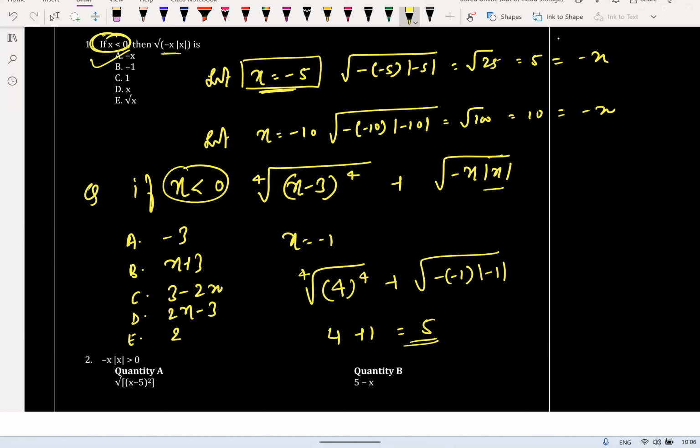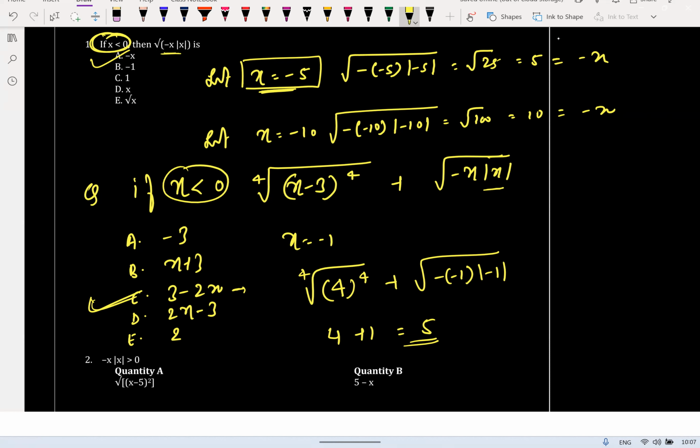So you've got 5. Your job is to put x equal to -1 in option number C. What are you getting? You haven't looked at that. You put -1 in option number C. What is the value you are getting? You get -2 into -1, so you get 3 plus 2, you get 5. That's the answer. That's it.